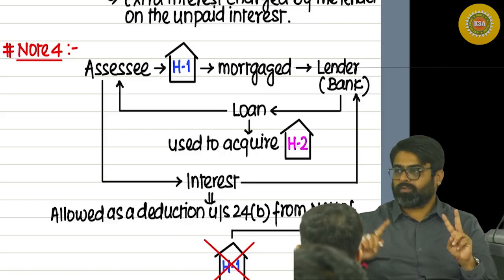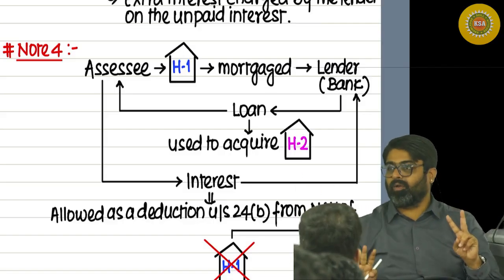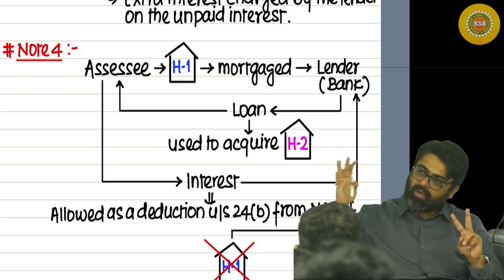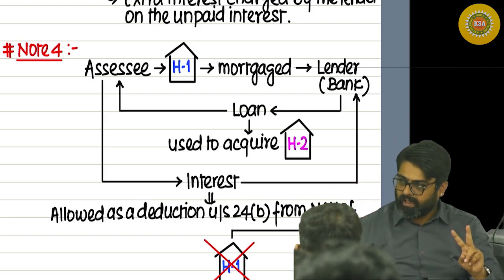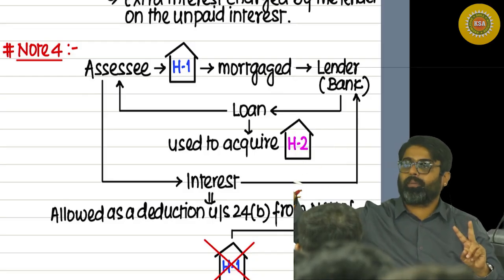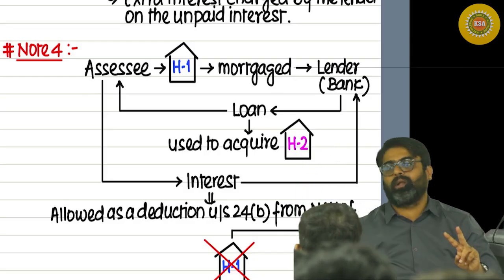Now how many house properties you are having? Two. First one is mortgaged, you are still the owner, you have just kept the property as a security. Yes or no? Now you are having one house property in Chennai which is mortgaged to the bank. If you default in making the loan repayment or interest, then only the bank will take away that property.